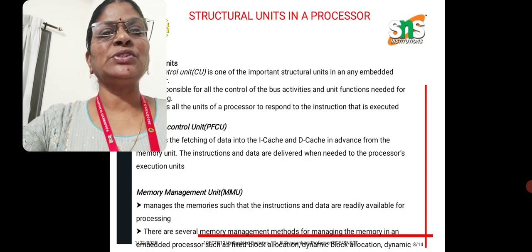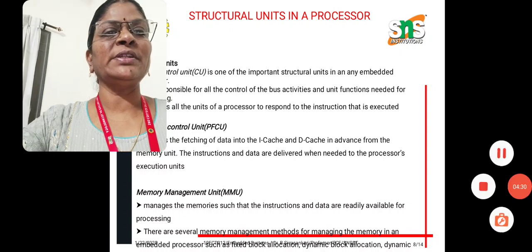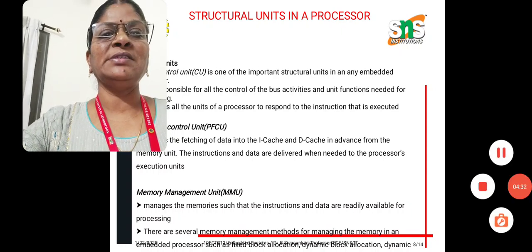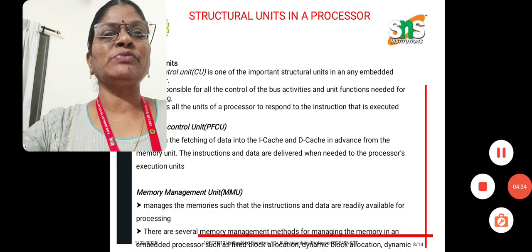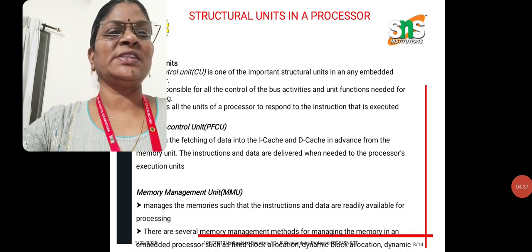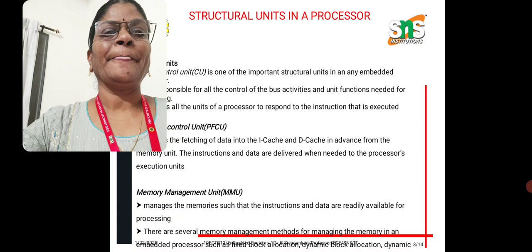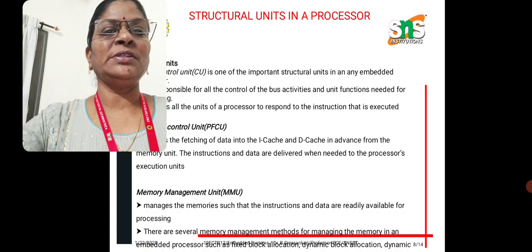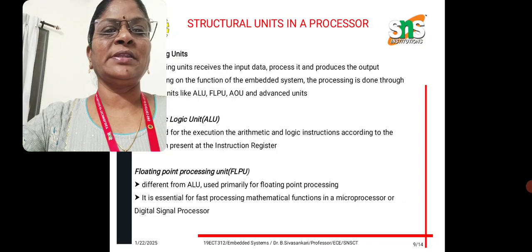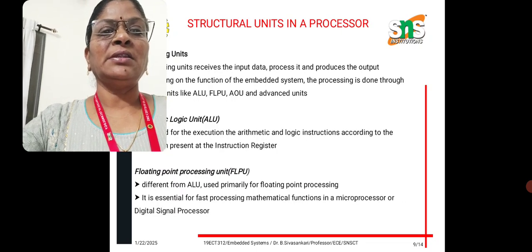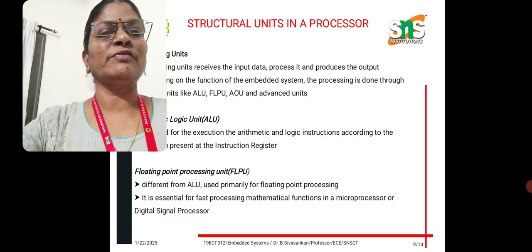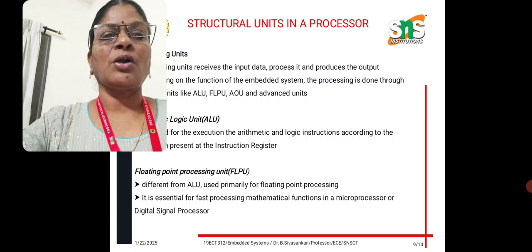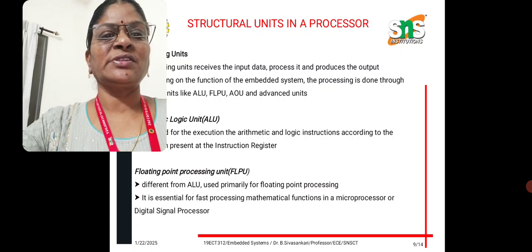And next one is the control unit, which is one of the important structural units in any embedded system, responsible for all the control of the bus activities and unit functions needed here. Next is the prefetching control unit, which is the advanced one from the memory unit. The instructions and data are delivered when needed. And the next unit is the arithmetic logic unit. We know very well it is the execution of the arithmetic and logic instructions according to the ones passed and present at the instruction register.